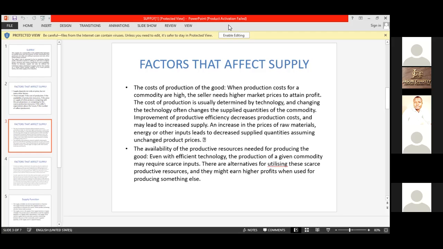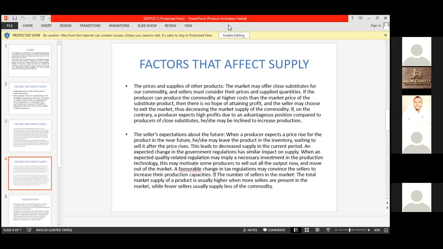The fourth aspect, which is number 4, is the price or supply of other products competing with the actual products. That means you have to consider your competitors' prices to know what to produce. If there is a competing price in the market, other producers are competing with you. You have to be mindful of what to produce.